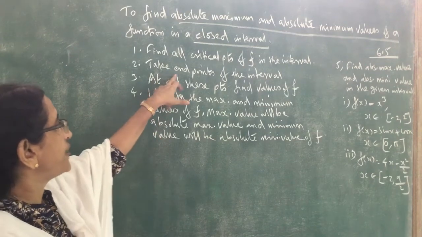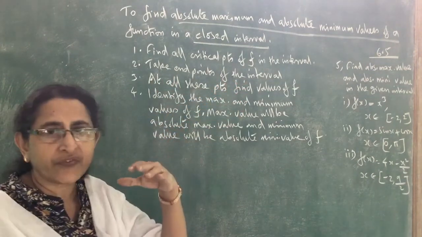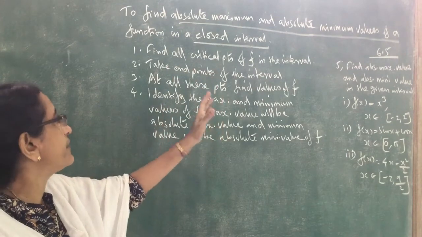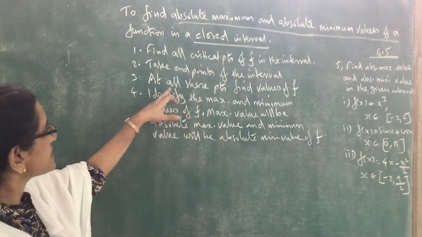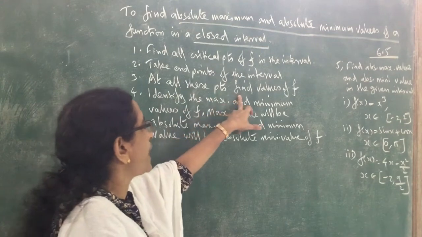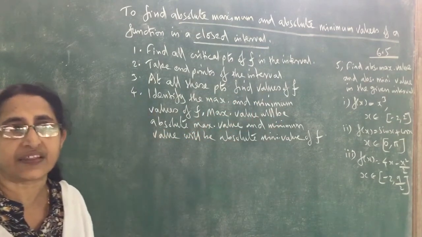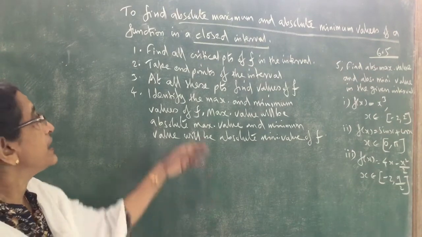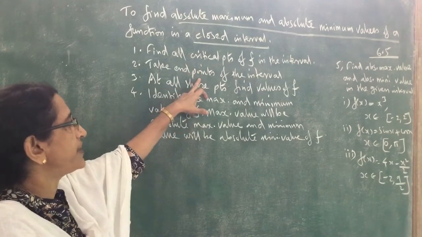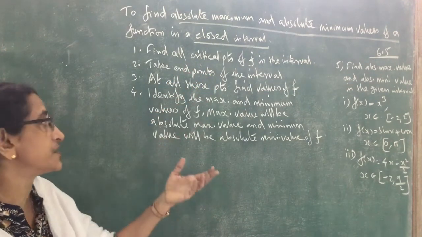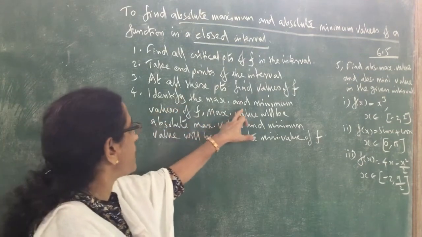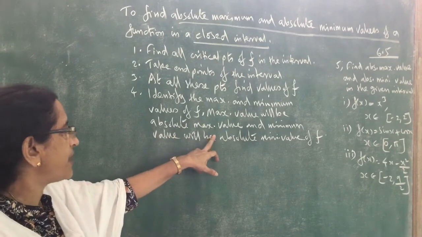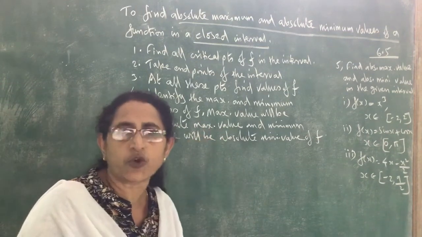After that, take the end points of the interval. Along with the critical points, you have to take the end points of the interval. Then the next step: at all these points we have to find the value of f. In the function f of x, we substitute the critical points and the end points. Then identify the maximum and minimum values of f. The maximum value will be the absolute maximum value and the minimum value will be the absolute minimum value.